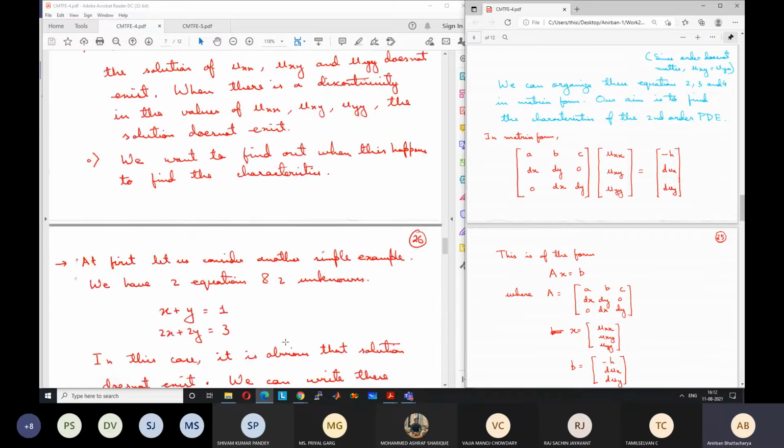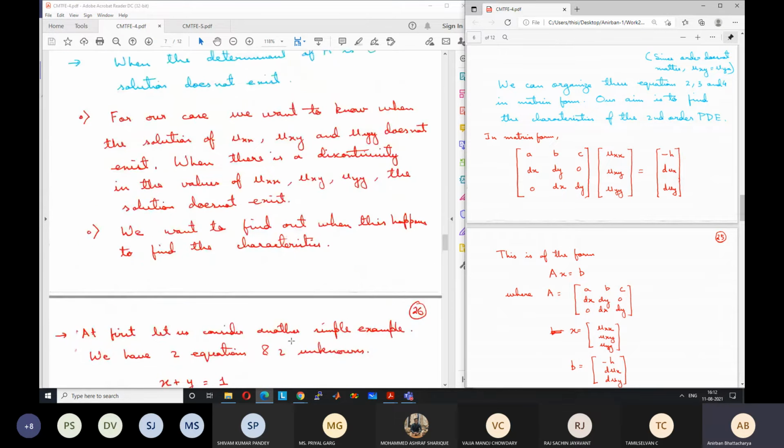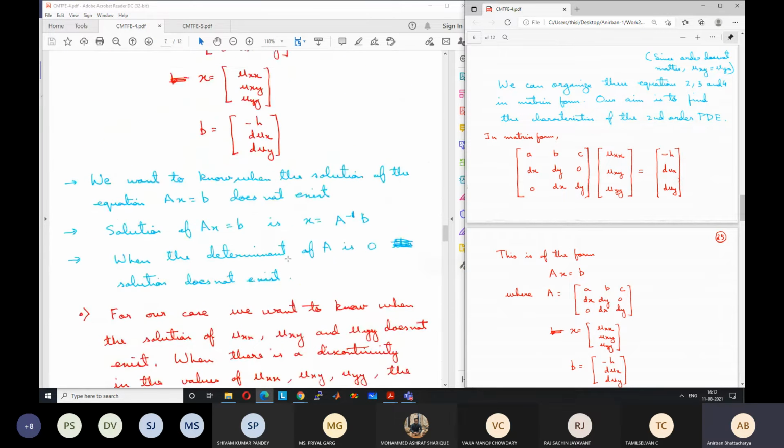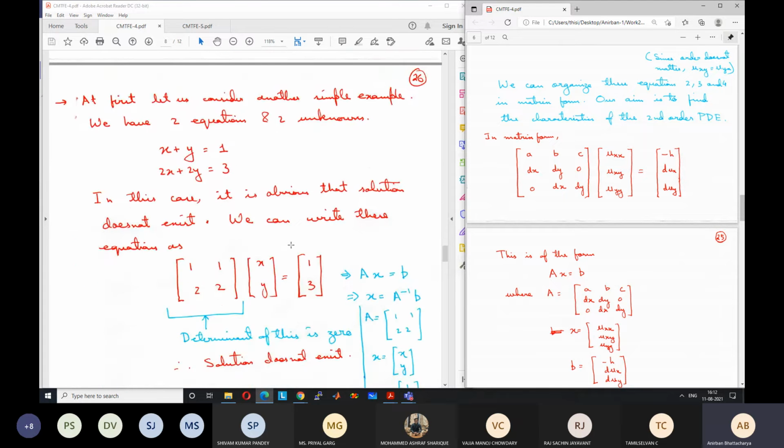Let us try to understand. You have already said it correctly, but let us understand with a simple example, so that others who are not very clear also understand why the solution does not exist when this determinant is 0. So let us consider a couple of equations. Not PDEs, normal algebraic equations: x plus y equal to 1 and 2x plus 2y equal to 3. By looking at the equations, you can tell that there is no solution.